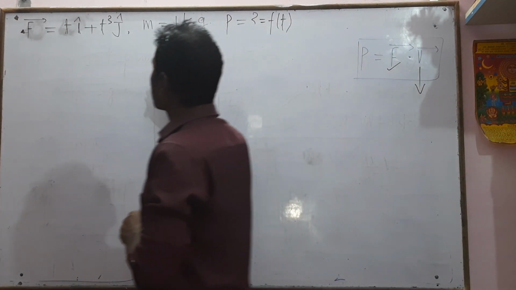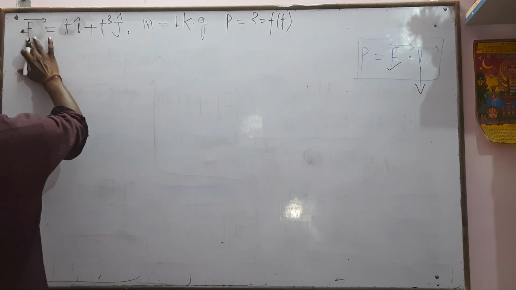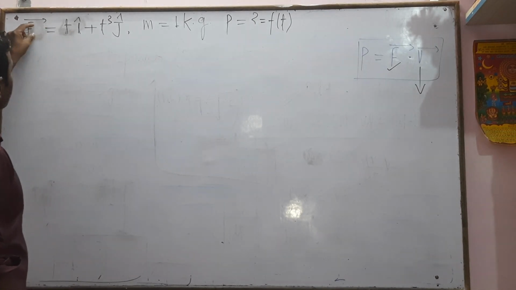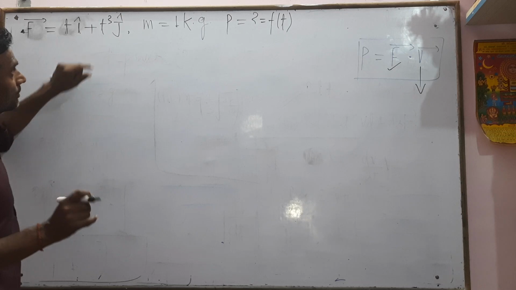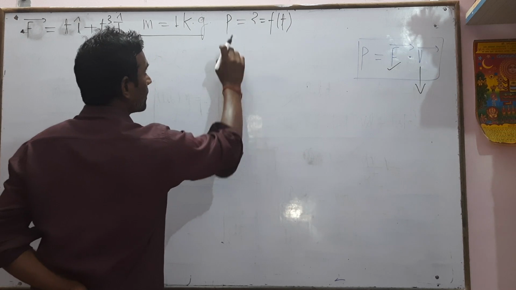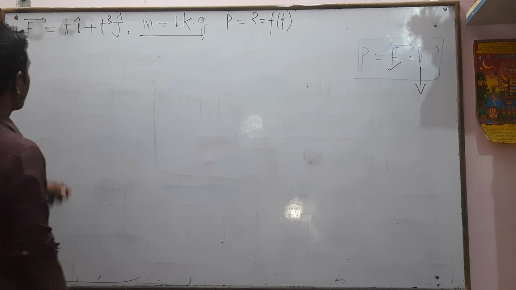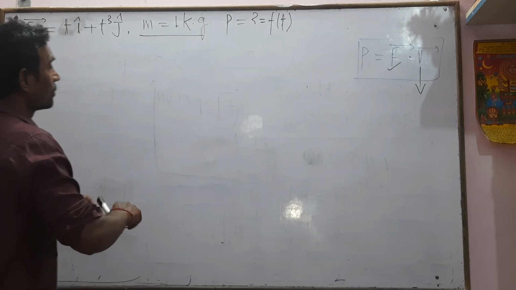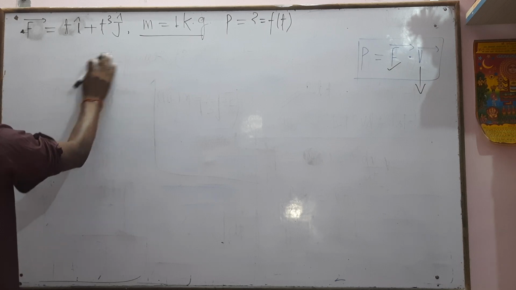Okay. So force F equals t i cap plus t cubed j cap. This force is acting along the x-axis and y-axis, and it is a variable force because it depends on time t. Mass m equals 1 kg, and we need the power P as a function of time. Since force F is given, we have to find the velocity vector.